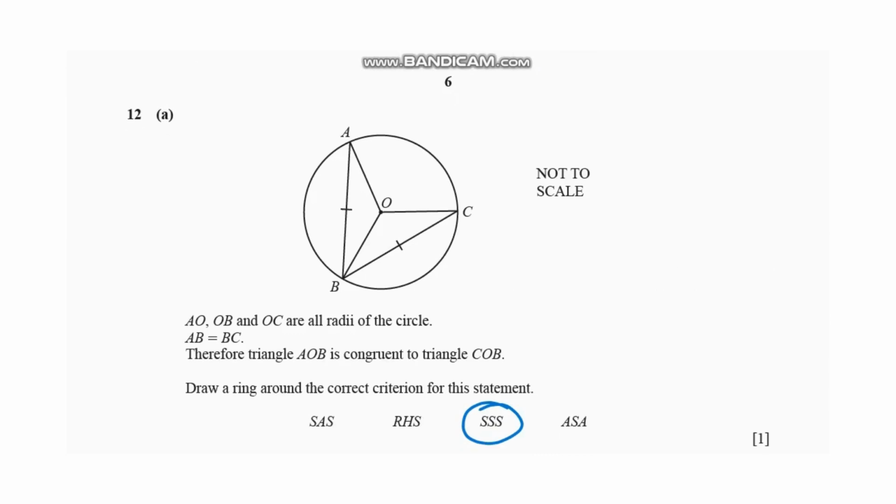Question 12 states, AO, OB and OC are all radii of the circle. AB is equal to BC. Therefore, triangle AOB is congruent to triangle COB. Draw a ring around the criterion of the statement. So the criterion of the statement is SSS. So this is what we will do.